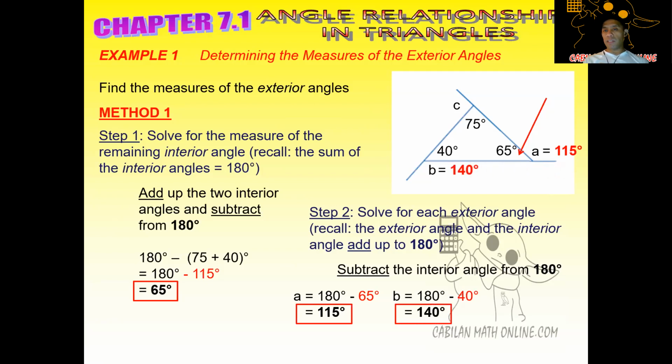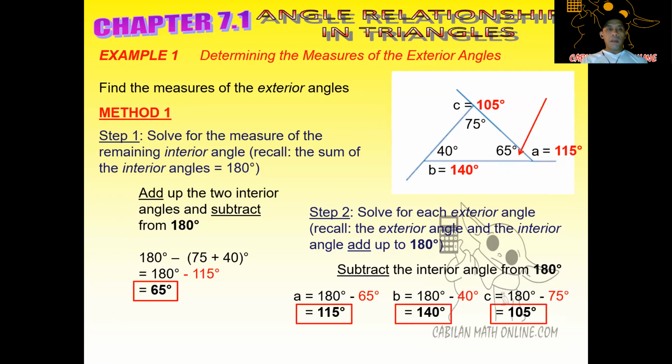And last but not least, we're going to take the 75, subtract that from 180, and that gives us 105 degrees. Okay, so that's the first method. Again, what you can see here is you solve for the inside angle first, and then you would solve for all three exterior angles using supplementary angles.